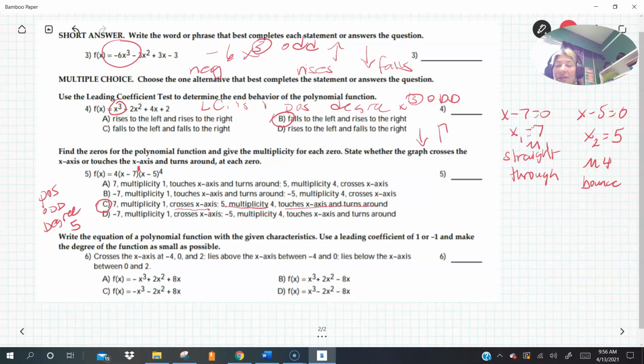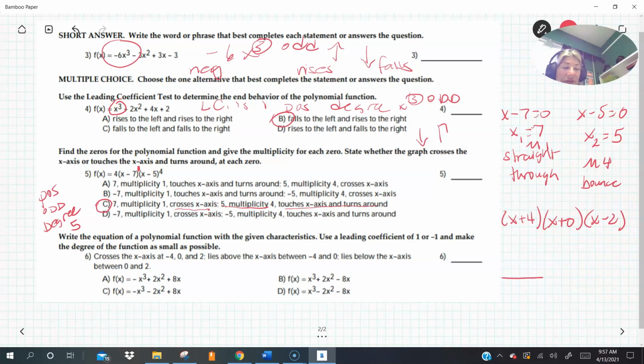Problem number 6, write the equation of a polynomial. Use the leading coefficient of either 1 or -1 to make sure it crosses the x-axis as possible. With this one, it says crosses at -4, so I know my first factor is x plus 4. Crosses at 0, so I know I have x plus 0. And crosses at 2, so I know I have x minus 2. And it's above the x-axis at -4 and 0, and below between 0 and 2.